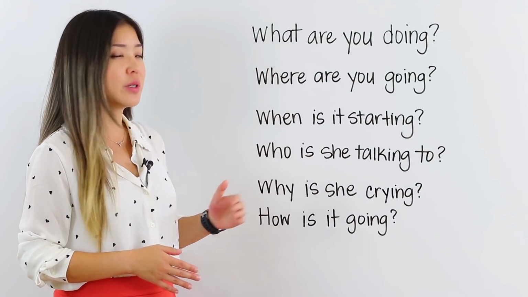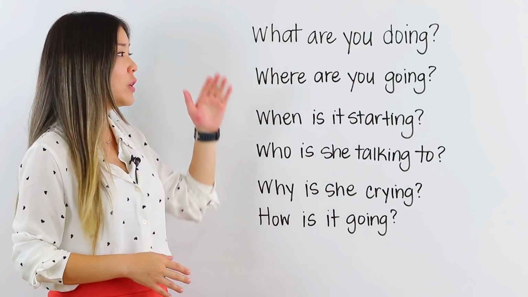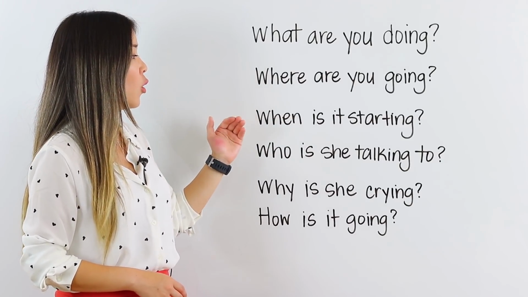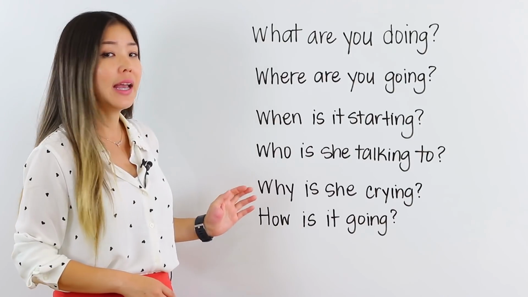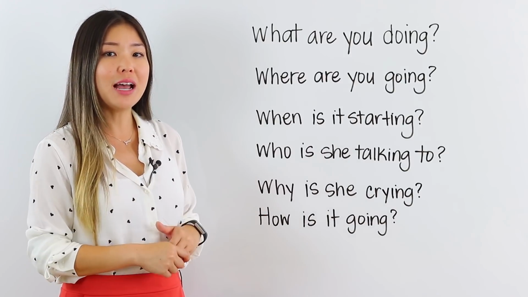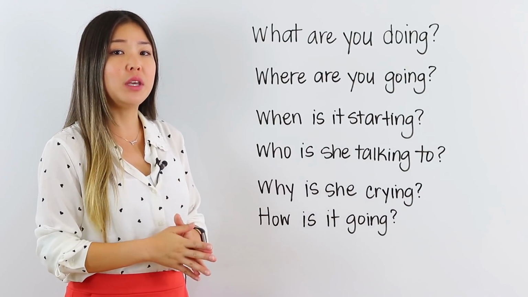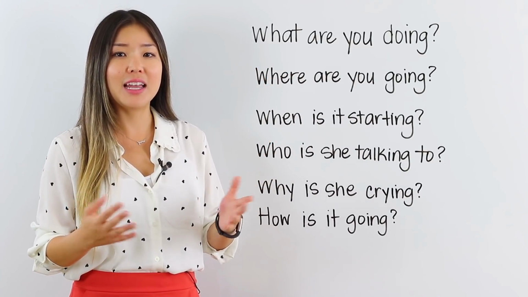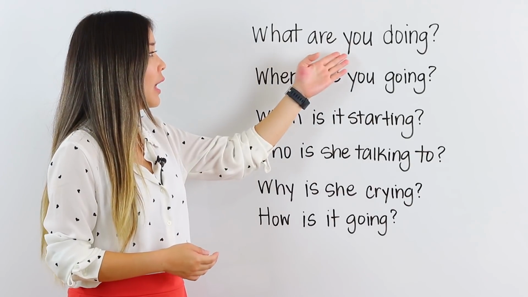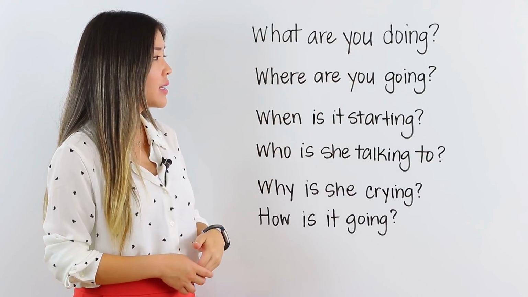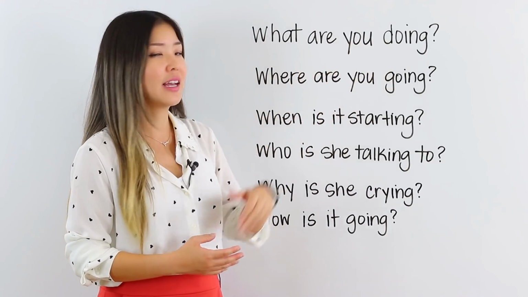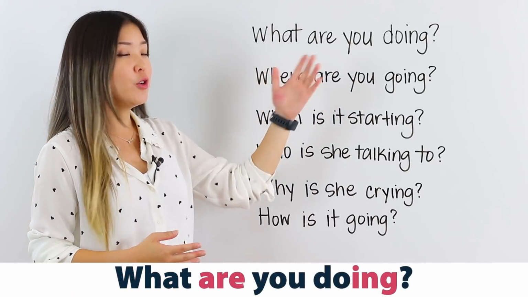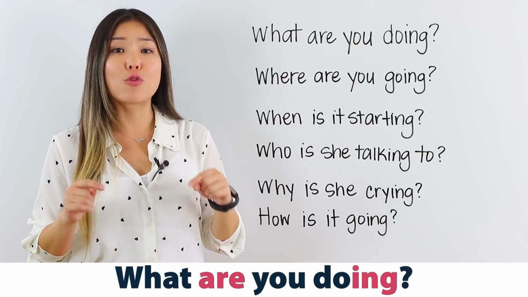I have some examples here, and you'll notice that we start with the WH questions. What, where, when, who, why, and how. What comes after? You'll notice it's the be verbs. Are, is, and if the subject is I, am. So, after that, you have the subject and then the verb ing. Let's take a look at the first sentence. What are you doing? I'm asking about right now.